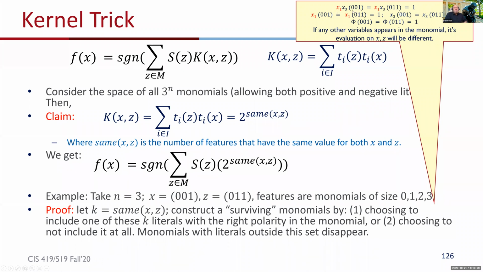And therefore, the only features that will contribute are those where the evaluation of the feature on 001 and the evaluation of the feature on 011 are both 1. And I'm claiming that the only time this is going to happen is when the feature is this, not x1 and x3. You agree that on both these vectors, not x1 and x3 is going to give me 1?